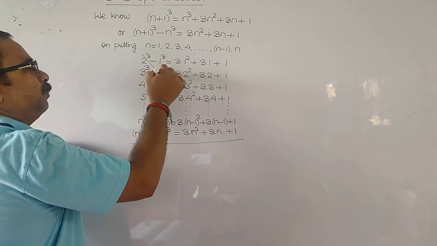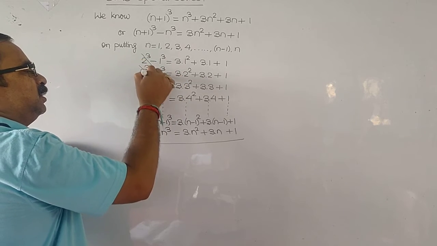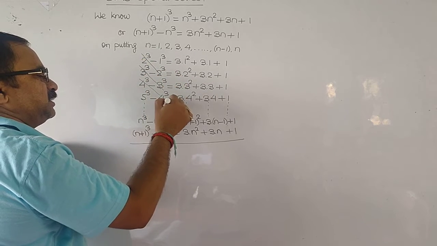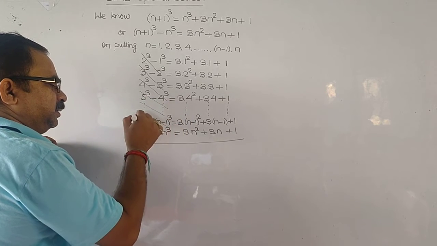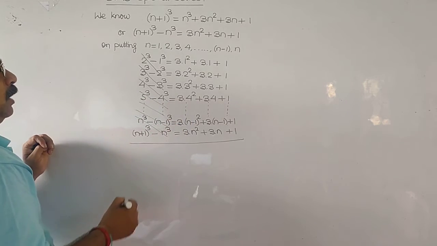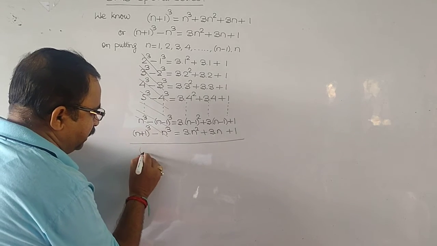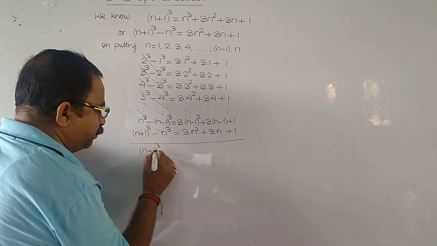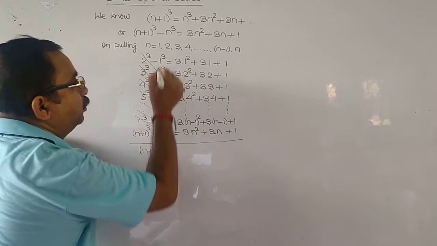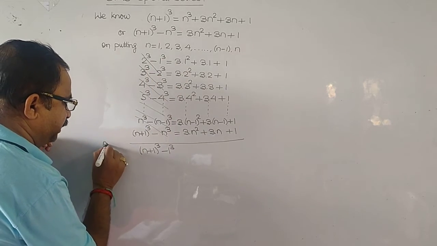देखिए, 2 क्यूब माइनस 2 क्यूब कैंसिल, this cancels out, this cancels out, similarly this cancels out. What will remain? Remain here (n+1)^3 minus 1 cube on adding.